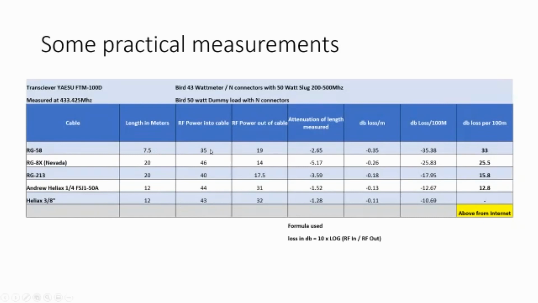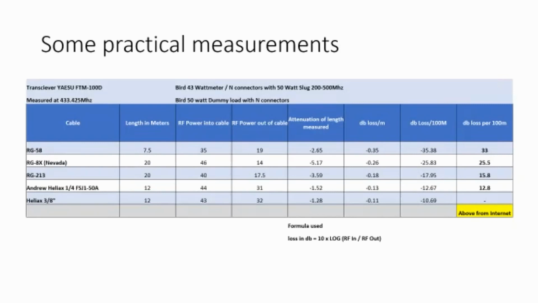I had 35 watts in and 19 watts out. The attenuation for the length measured was 2.65 dB, which works out, when we convert it up to per 100 meters, at 35.38 dB per 100 meters.